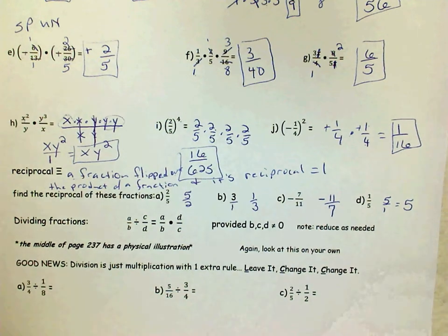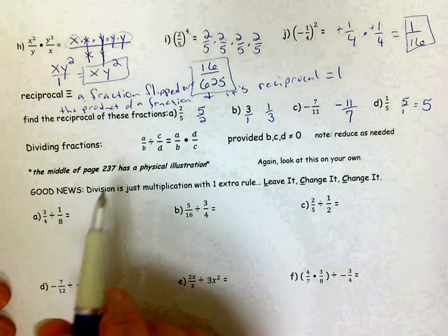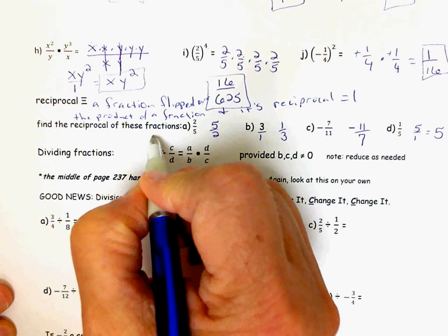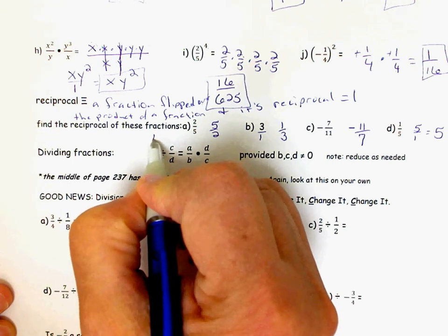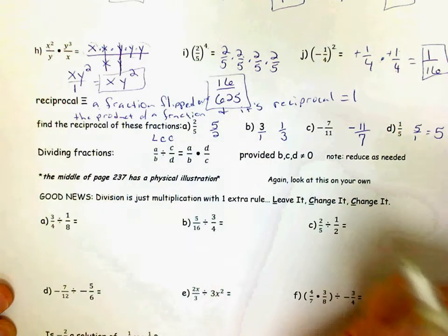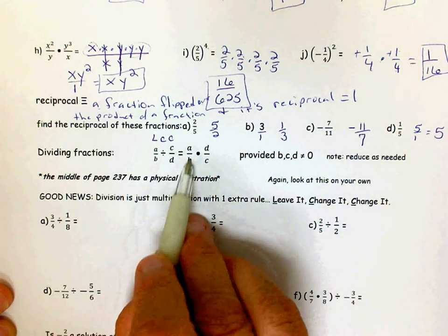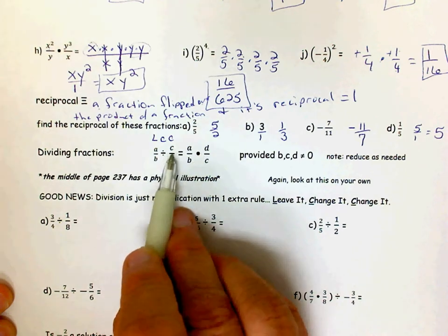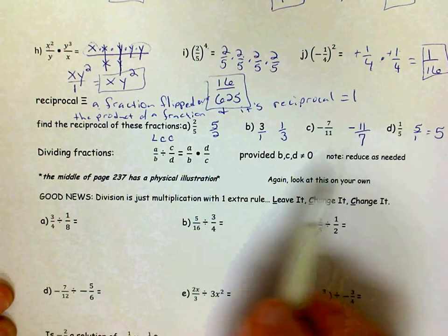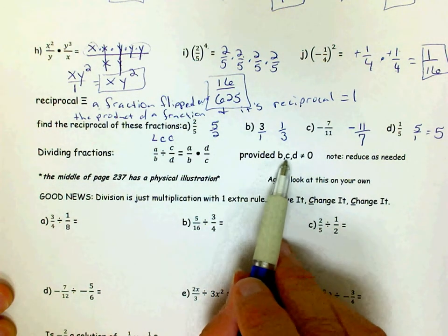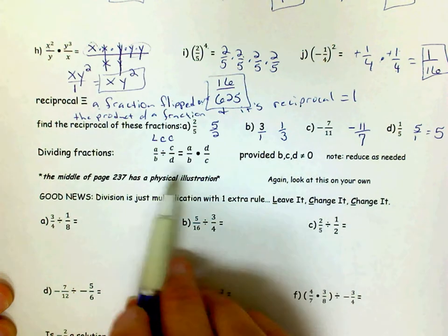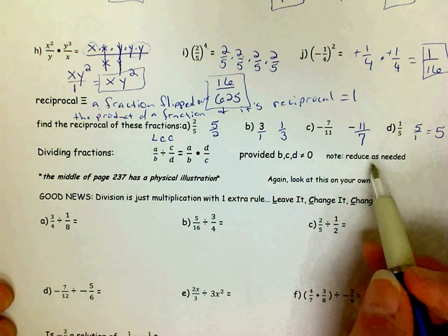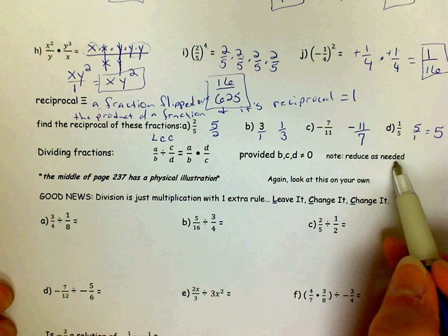Now, dividing fractions. We're going to use the same rule we did with subtracting signed numbers. Leave it, change it, change it. So we leave the first fraction as it is, change divide to times, and we take the reciprocal, or we flip this fraction over. And it's also on the condition that B, C, and D cannot equal 0, because if so, they would end up with zeros in a denominator, and we can't have that. And again, unspoken rule, reduce.